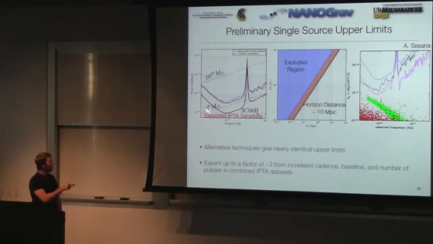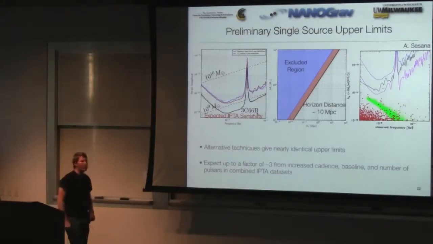However, as I've shown here, just from adding this extra data, we already get a factor of 3 improvement. So if we keep timing these pulsars, we should be able to push this even further down this way.